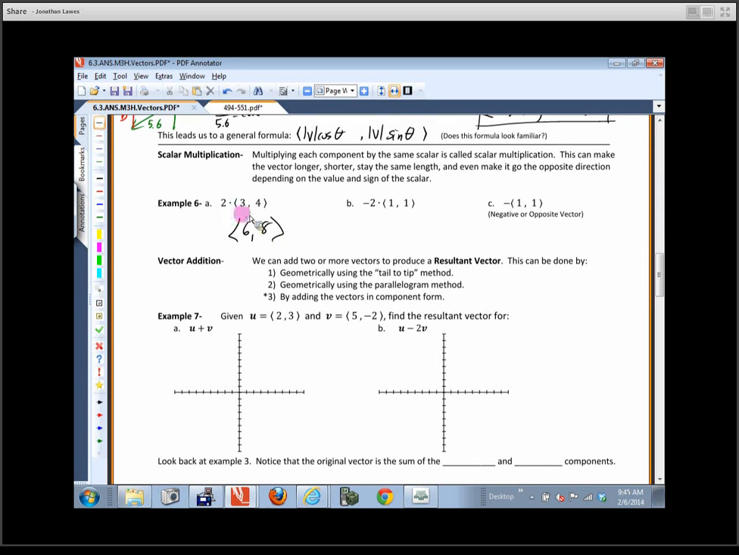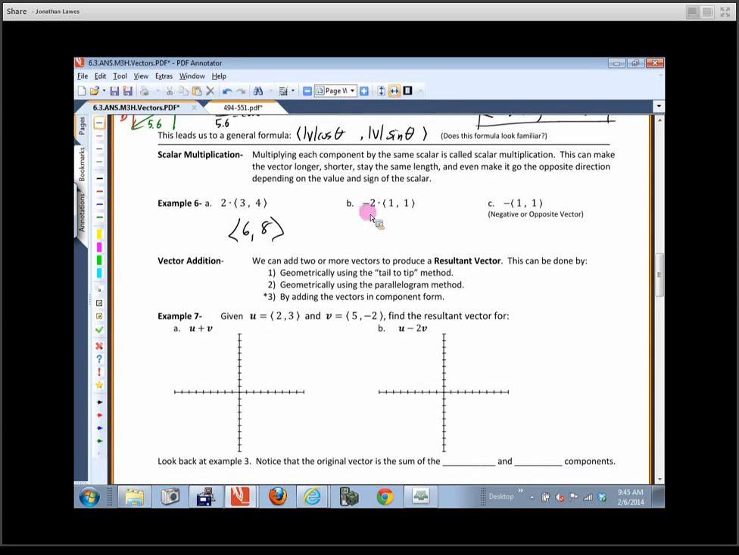So it's going to make the vector longer. It's still going to go in the same direction. It's just going to go twice as long in that same direction. So twice as far in the horizontal, twice as far in the vertical. It'll still be in exactly the same direction. It'll just be twice as long. What do you suppose the negative 2 is going to do?